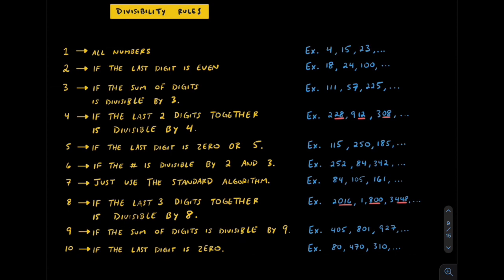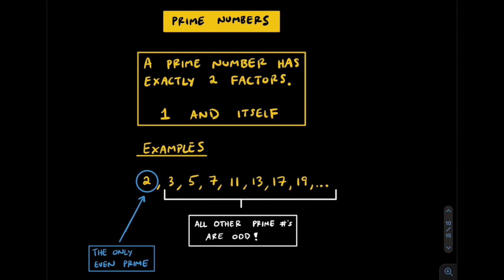In a little bit, you're going to see how we're going to apply these rules, but they're here in case you need them. Let's briefly talk about prime numbers. A prime number has exactly two factors, one and itself. What's a factor again? A factor is just a number that multiplies to get you the number.